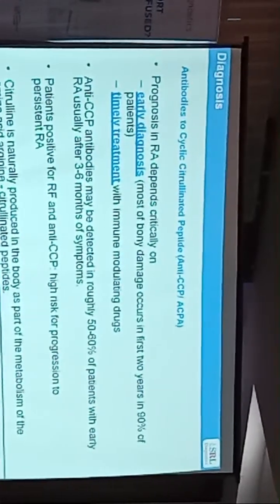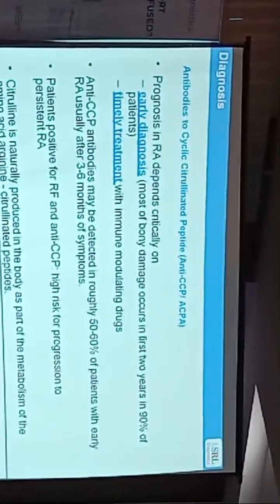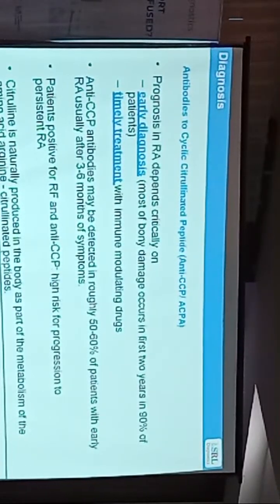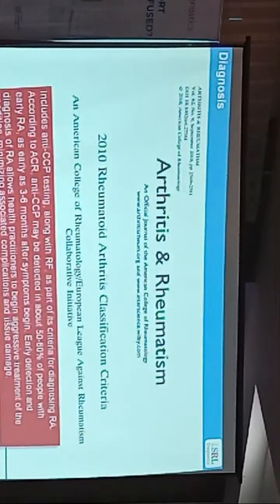Anti-CCP is more specific than RA factor because, as you will remember, I said that in the early part of the disease anti-CCP appears in the blood. So early diagnosis and timely treatment is very important in rheumatoid arthritis. So anti-CCP is the preferred marker. And in studies it has been shown that 50 to 60% of people with early RA develop anti-CCP as early as 3 to 6 months.